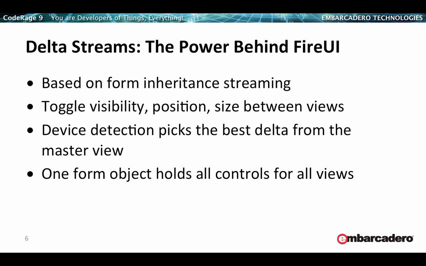Each of these delta streams are stored in their own FMX form file and referenced in the unit as resources. A unit can have several delta streams associated with it, and the runtime will use device detection logic to pick the best one to use. One key difference between delta streams and form inheritance is that there's just a single form class that's used for all of the views. So that means all of the device views will have the same set of components on them. But you can choose to show and hide some of them on different views. It's probably a little easier to show this in code, so let's walk through a demo.